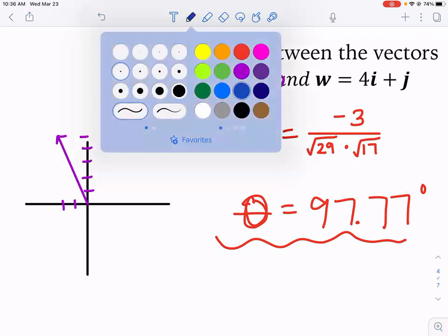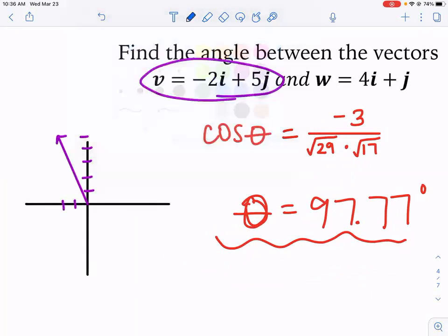And I'm going to plot W in blue, 1, 2, 3, 4, 1. If these are my 2 vectors, would it seem that our angle in between is about 97.77 degrees? Okay, that picture seems to match our answer. If they were super close together, we might have a problem.